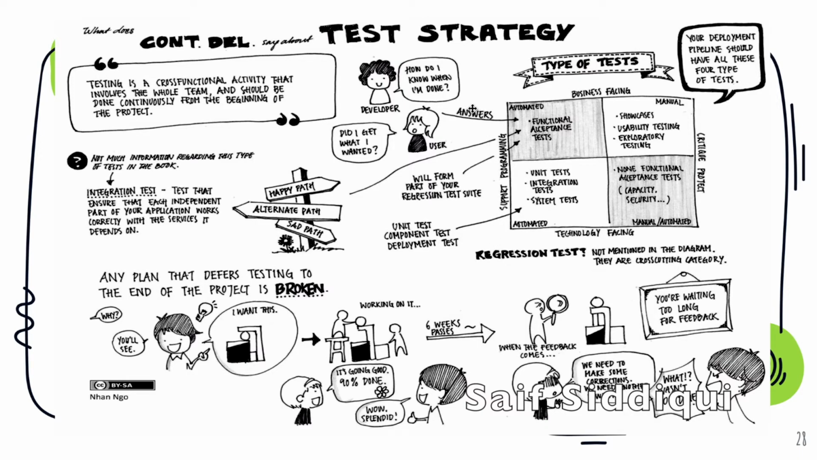And if we go here, there are some bubbles in which developers and users are talking: did I get what I wanted? So basically there are certain questions which we are going to answer in this area, like from the user's perspective, what I am designing is good or not, and from the developer perspective, do I know when I am done? So from the development perspective also, how can we say, okay, this functionality has been done and this functionality has not been done.